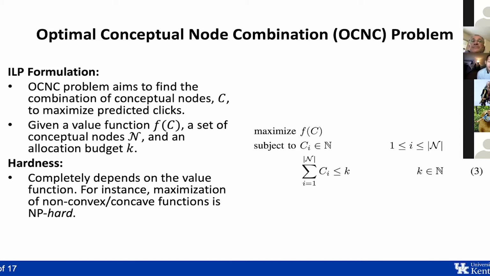With regard to the hardness of this problem, it entirely depends on the value function itself. For instance, if the value function is non-convex, non-concave, then the problem becomes NP hard, simply because maximization of such functions is NP hard in and of itself. If it's linear, it is relatively straightforward, but it all depends on the nature of the value function.